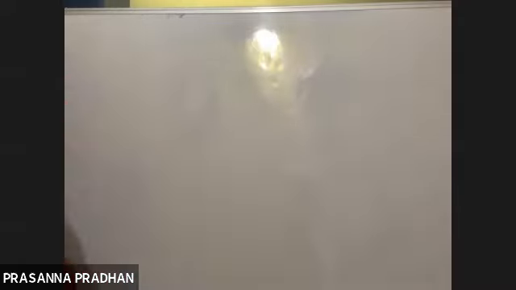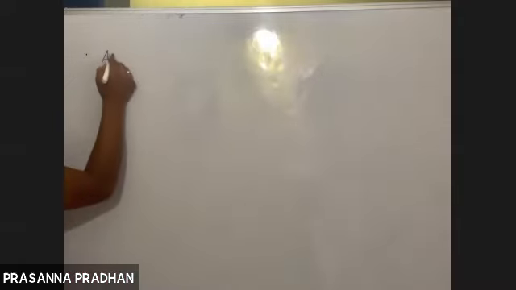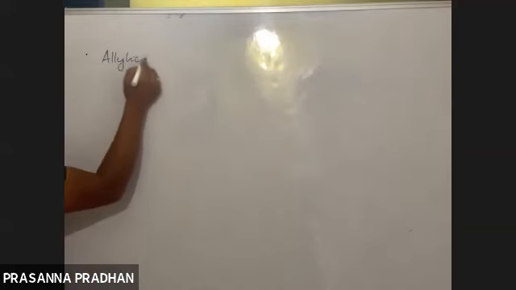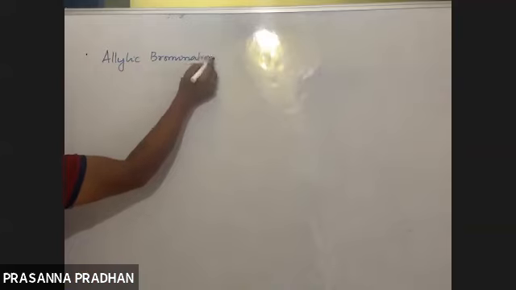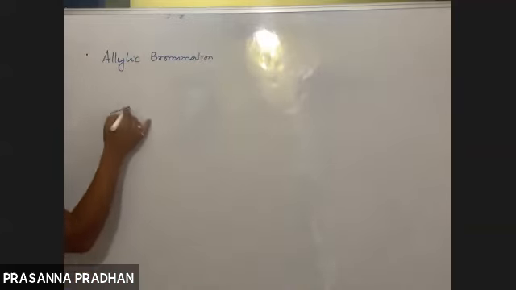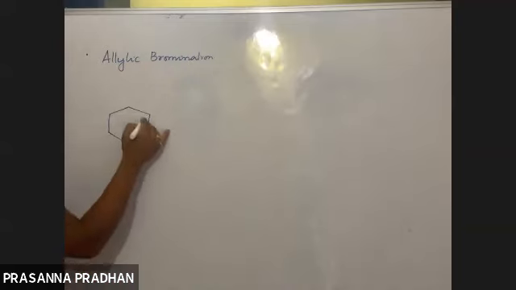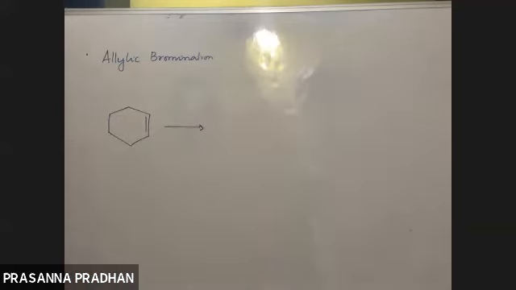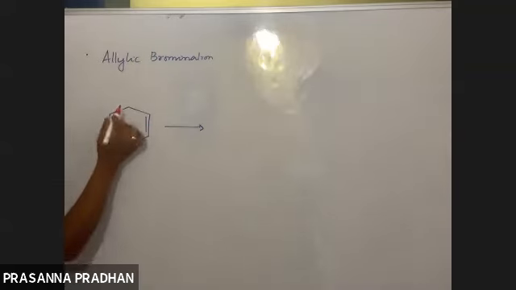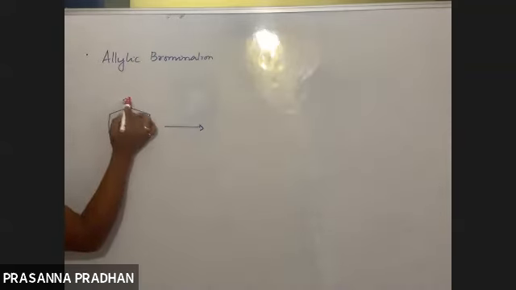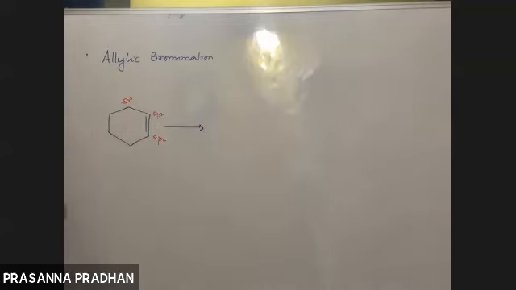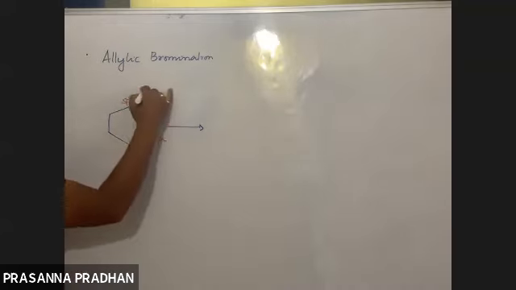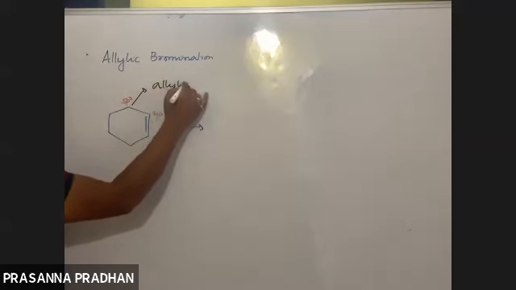So the topic is known as allylic bromination. What is allylic bromination? We have studied in the earlier class, what do you mean by an allylic carbon? When an sp3 hybridized carbon atom is attached to an sp2 hybridized carbon atom like this, this sp3 hybridized carbon atom is known as an allylic carbon.